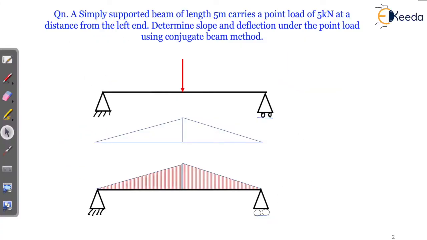So the question given is: a simply supported beam of length 5 meter carries a point load of 5 kilonewton at a distance of 3 meter from the left end, and we have to determine the slope at the left support and deflection under the point load. Okay, so let me take you to the solution and we'll see this question in detail.